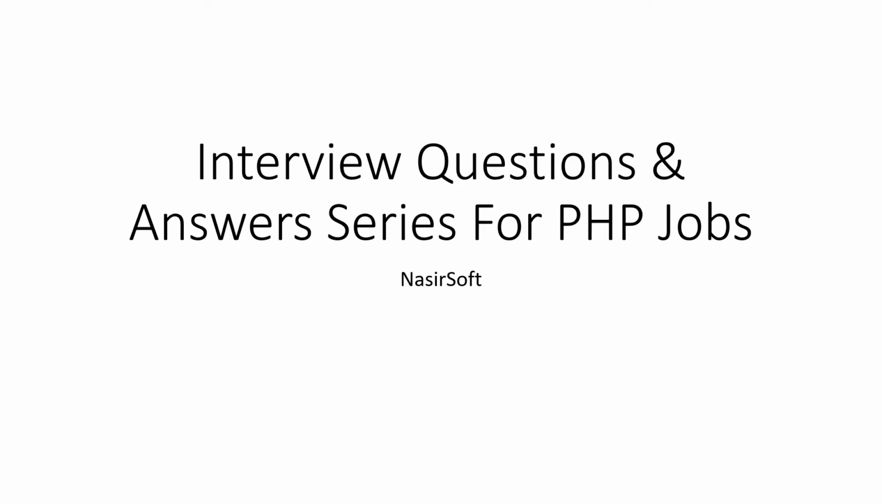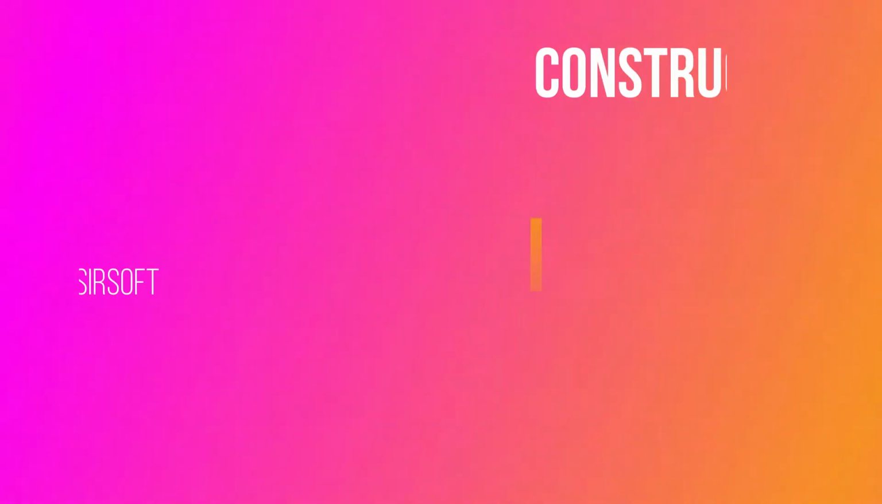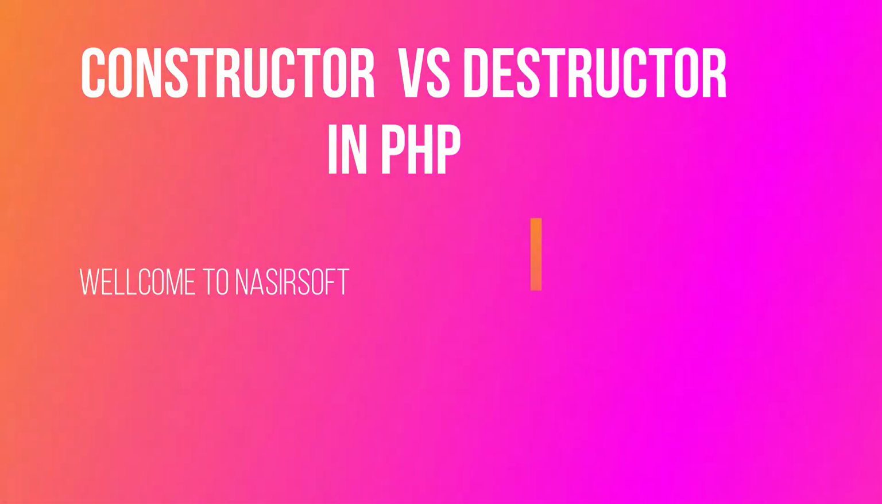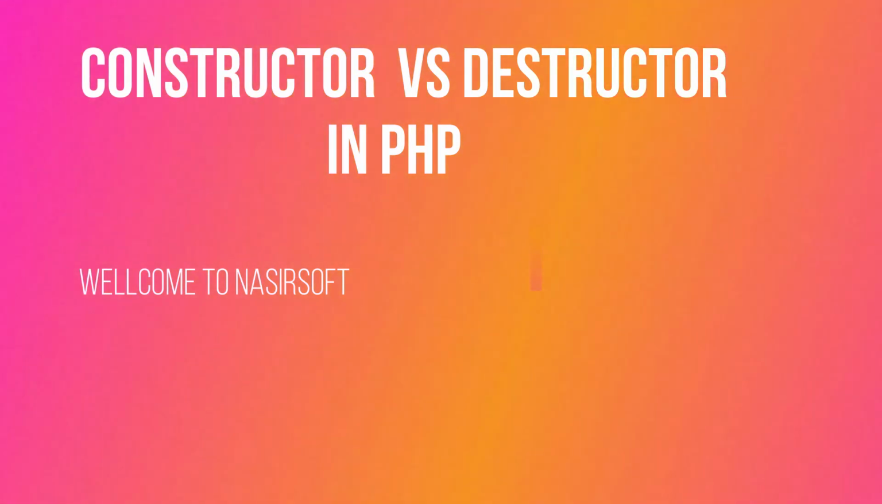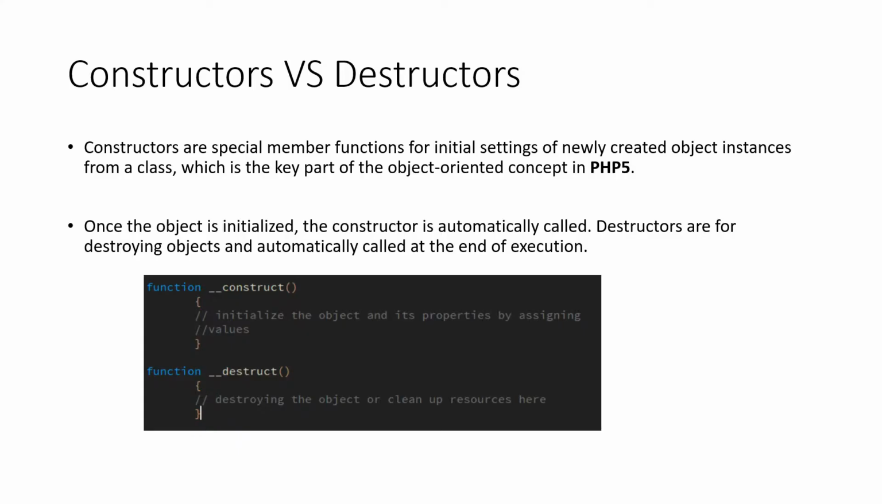This is the interview questions and answer series for PHP jobs, and in this video we will talk about the difference between constructor and destructor in PHP. Constructors are special member functions for initial settings of a newly created object instance from a class, which is a key part of the object-oriented concept, and it was included in PHP 5.